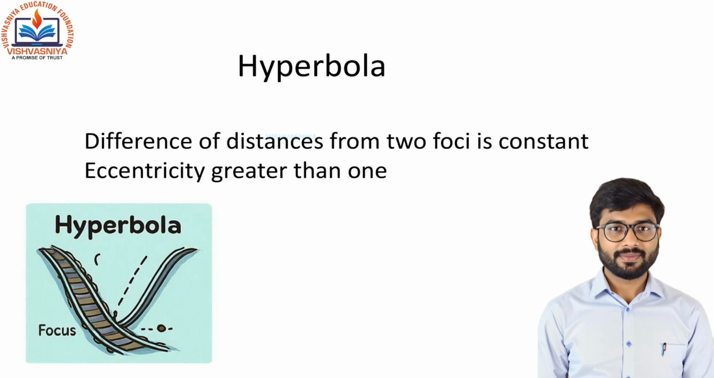Finally, the hyperbola. Here, the difference of distances from two foci F1 and F2 is constant. Notice the two opposite branches. Its eccentricity is greater than 1. In real life, cooling towers of power plants often have a hyperbolic shape for structural strength.